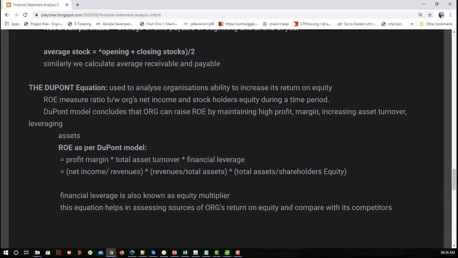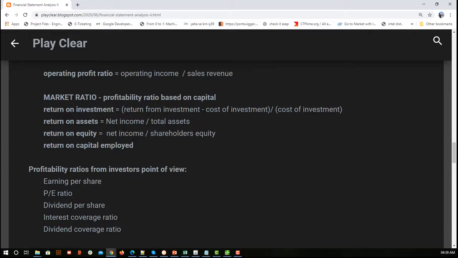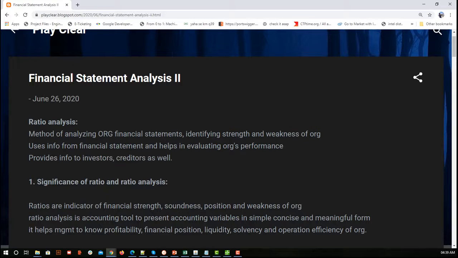So this was my complete DuPont equation, which focuses on the various variables that are available to increase the return on equity. So these were the ratios, and I hope the interpretation makes sense to you.